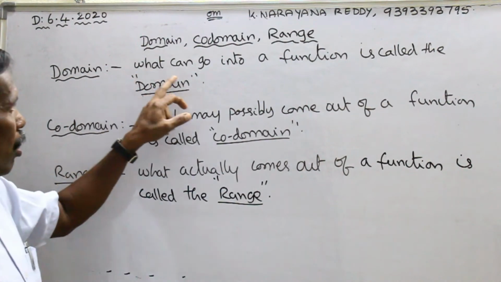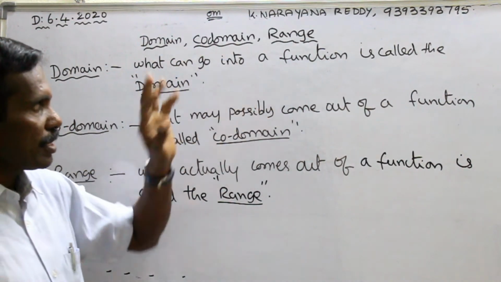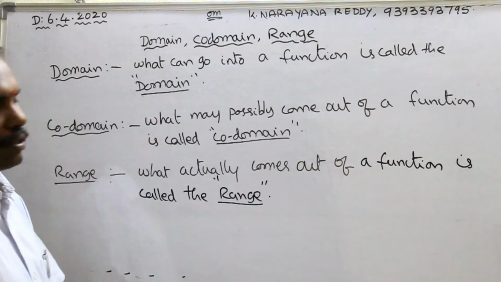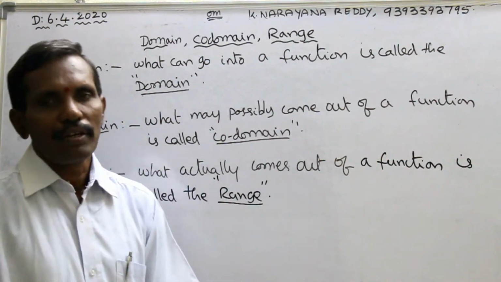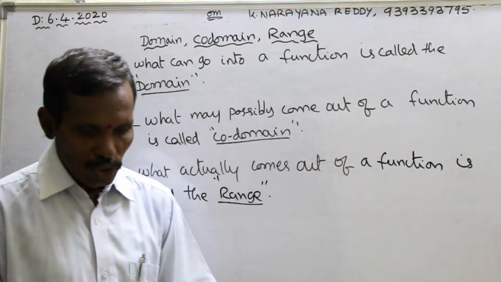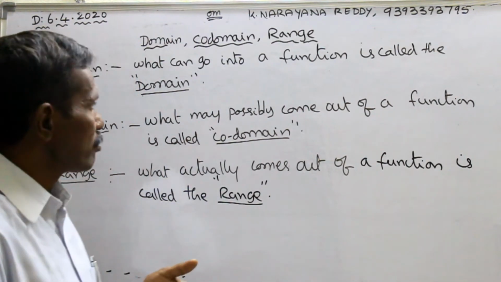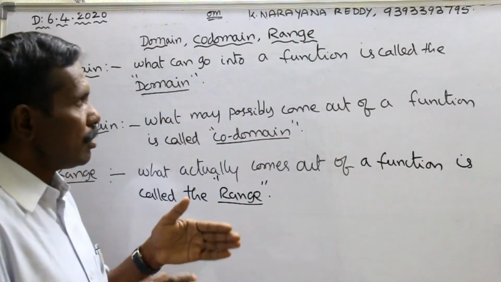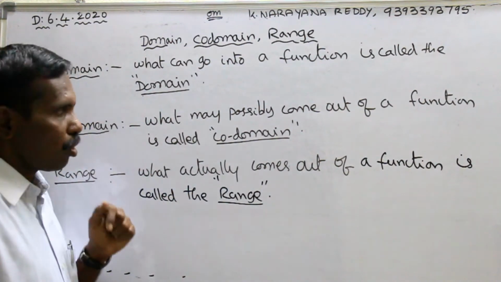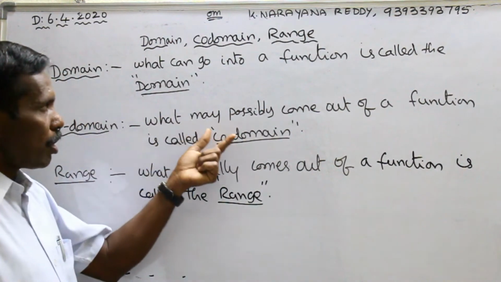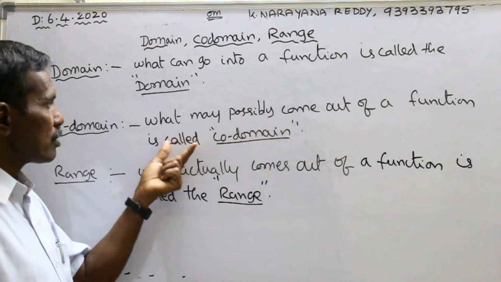Domain is nothing but what can go into a function. It is nothing but input values. So we are inputting the values. That is domain. Okay. Next one, codomain. What may possibly come out of a function is called codomain.